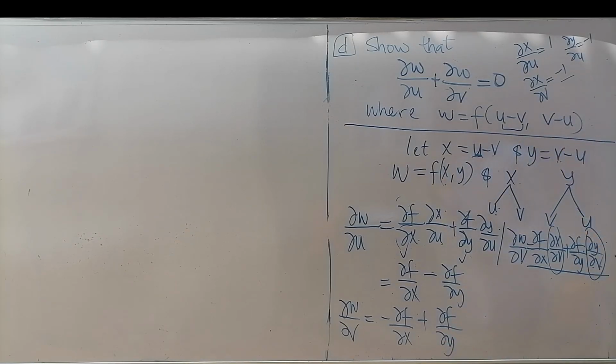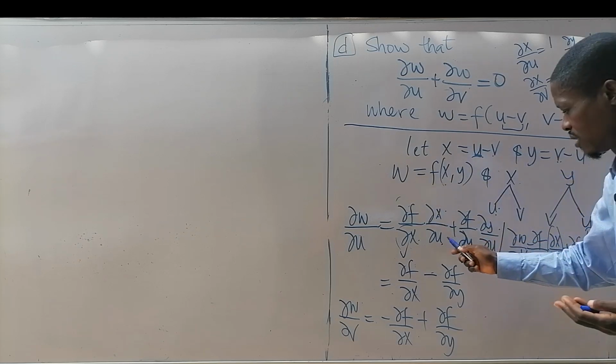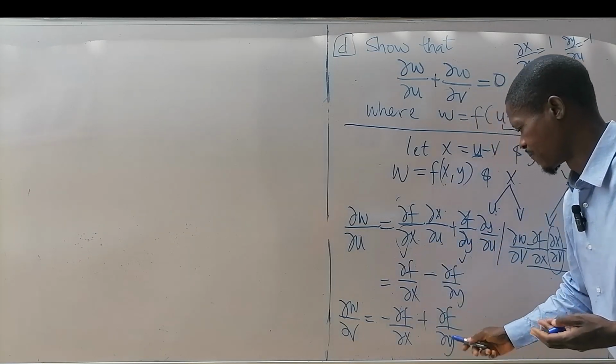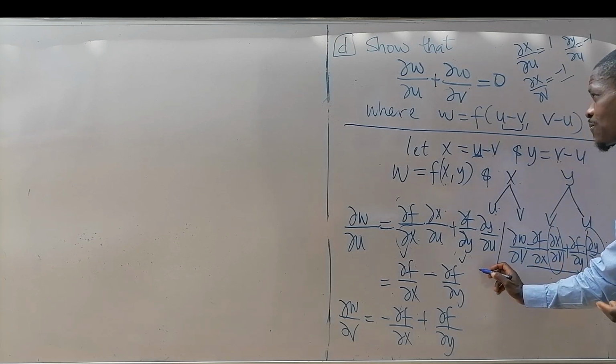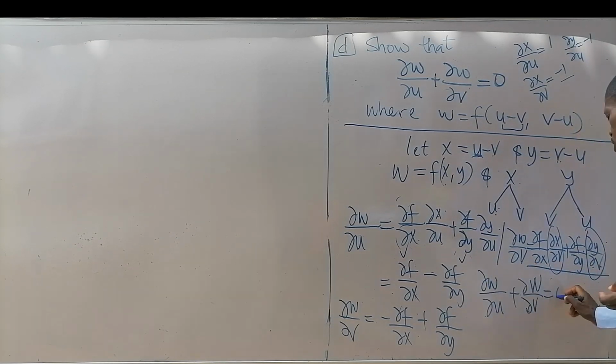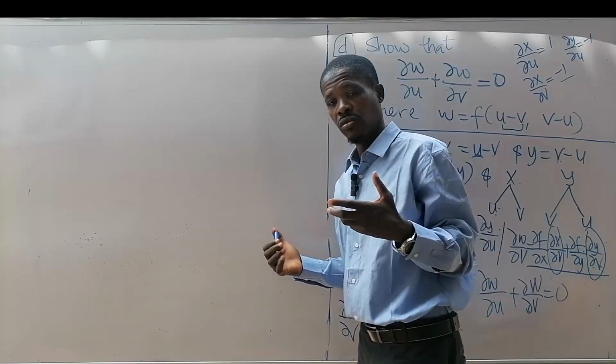If you look at this now, you can see that this is like a mirror image. This reverses itself. This is positive here, this is negative here. This is negative here, this is positive here. So automatically, if you sum this together, you get 0. And that's it on this chain rule.